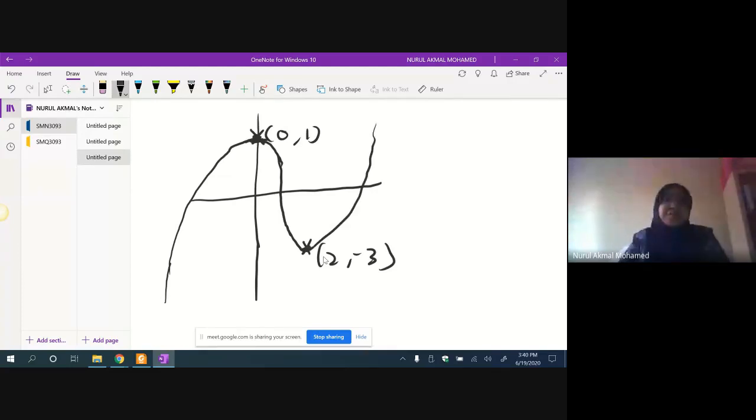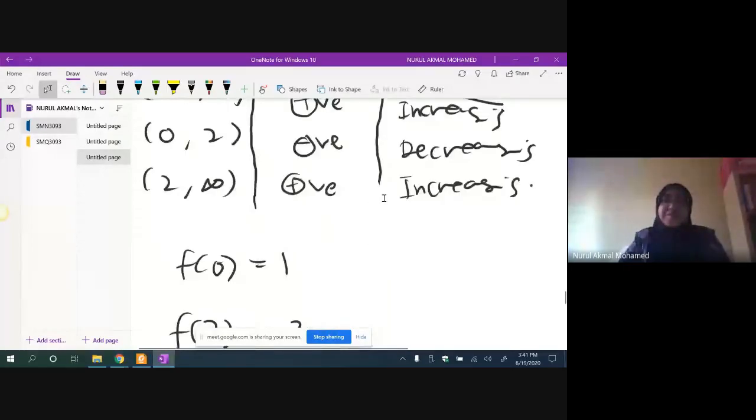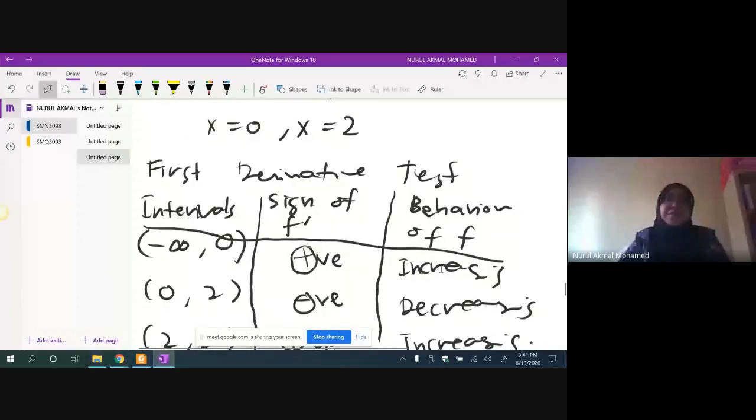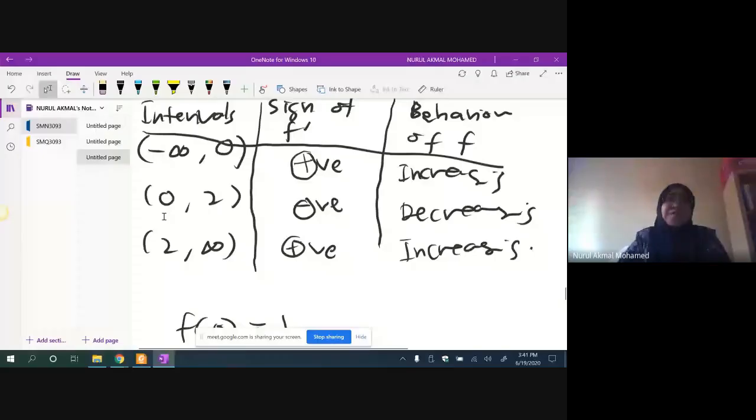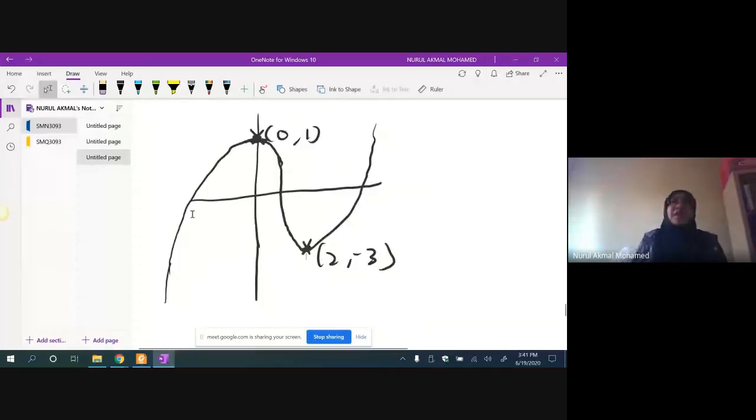So how do I know this? It's because for the first interval from negative infinity up to 0, it is increasing. From 0 up to 2, it is decreasing. From 2 up to infinity, it is increasing again. So this is the shape of the function f. And at these 2 points here, we have f prime equal to 0.